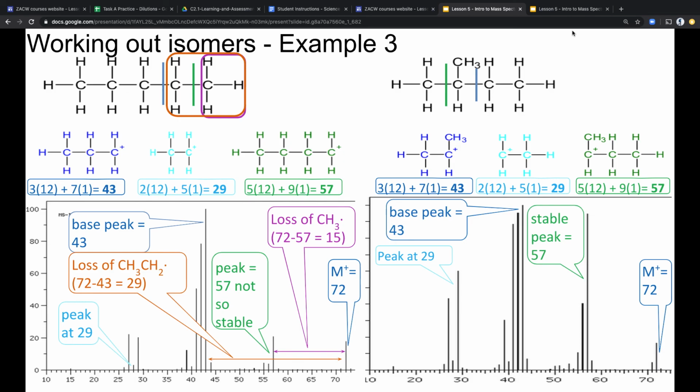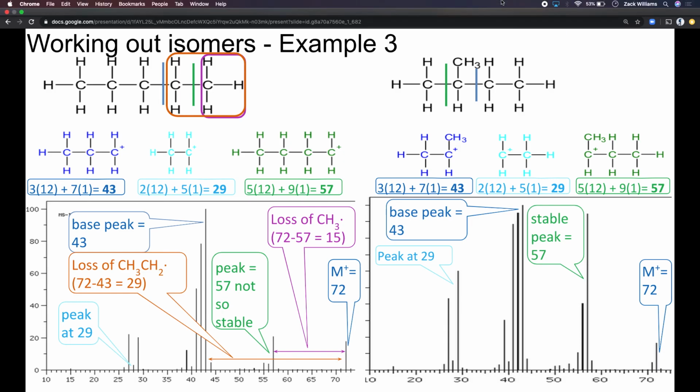So we know that with something like this, we can propose where to break bonds to form ionized fragments that have certain masses to correspond with the peaks we see on a mass spectrum. So now I've got a few activities we're going to do to put this into practice. Sounds good?